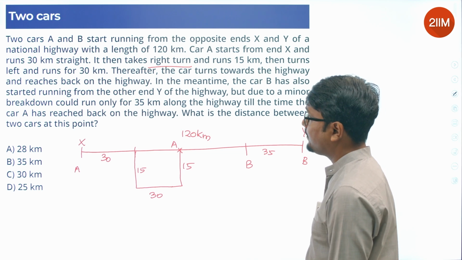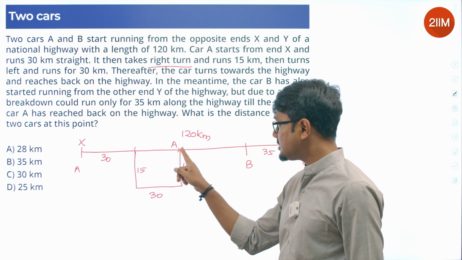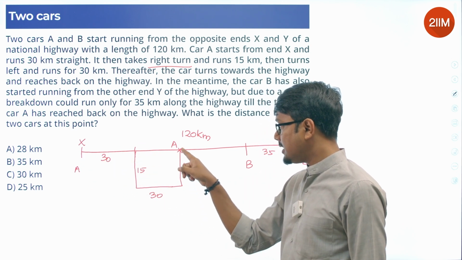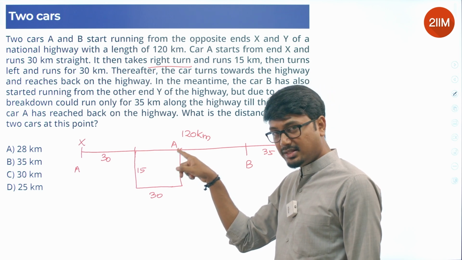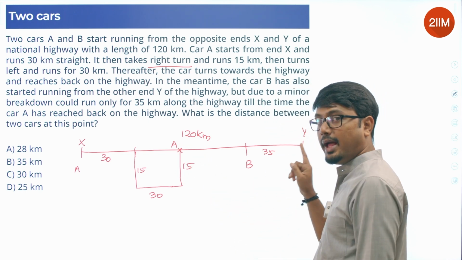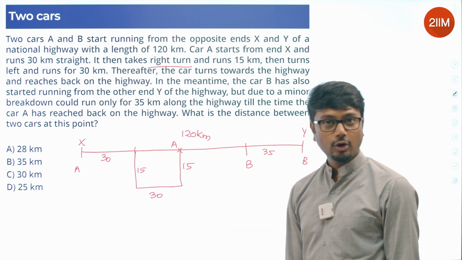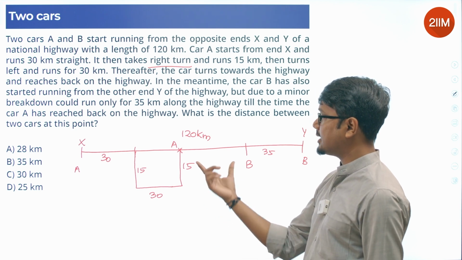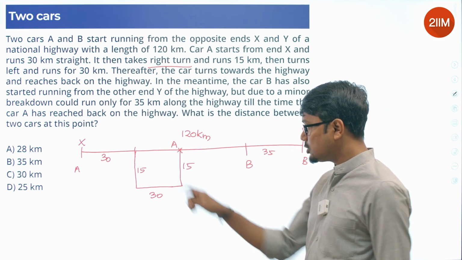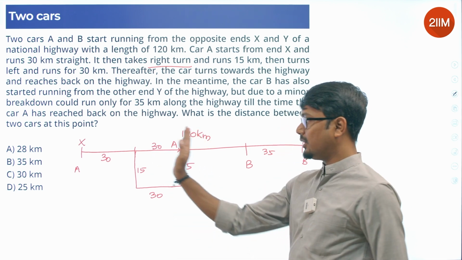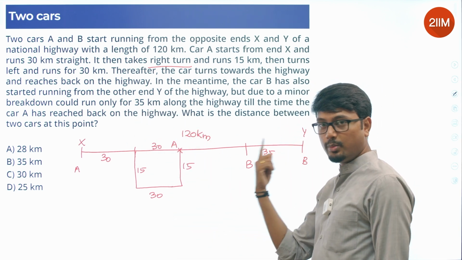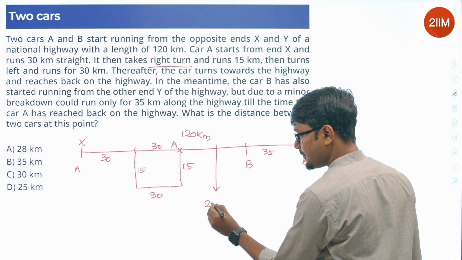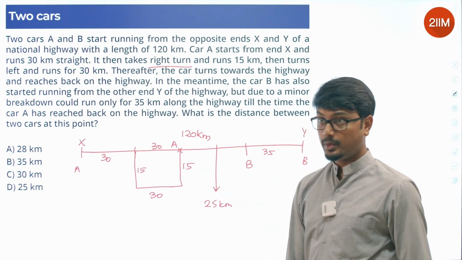Till the time car A has reached back on the highway. So when car A started from this point and moved all the way here, by the same time car B started from this point and reached 35 kilometers and then the car broke down. That's it. Now what happens? What is the distance between the two cars? Technically this is 30 and this should also be 30. So 60 gone. So the remaining 60 should be the route of the 120 kilometers. In this remaining 60, 35 gone. So this length should be 25 kilometers. The gap between car A and car B is supposed to be 25 kilometers.